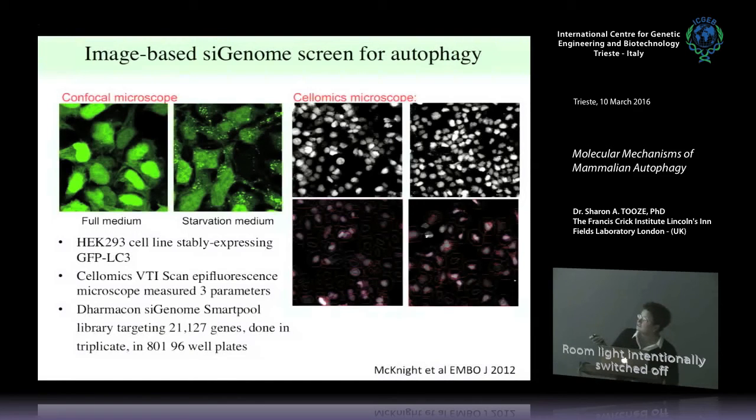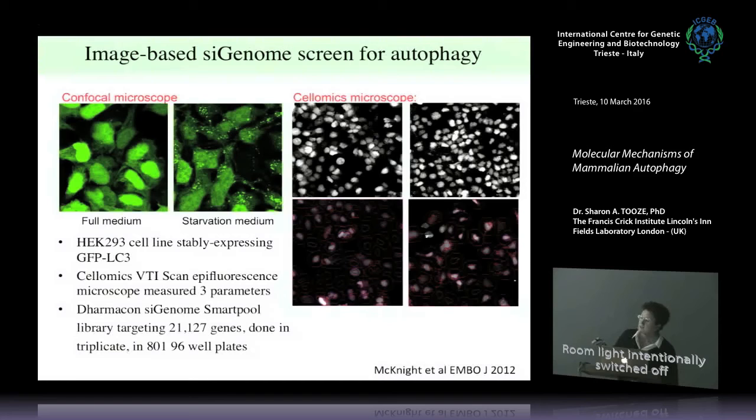which, when you starved, the cells showed the appearance of fluorescent puncta. We could use a microscope to measure this effect. You knock down genes, you starve the cells, and then you count the puncta. It's pretty much as simple as that. We used a Dharmacon siRNA genome library targeting all of the human genes. We did it in triplicate in 96-well plates. This was essentially to discover proteins that were regulating this pathway.